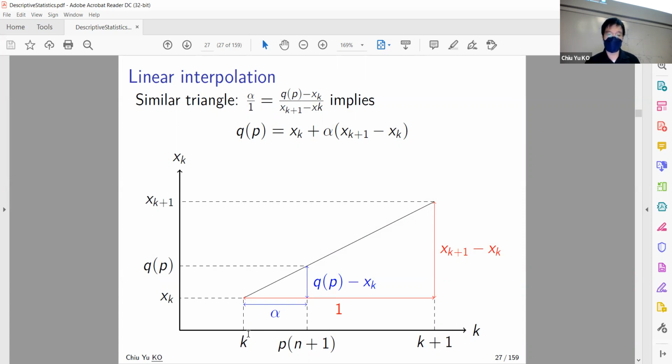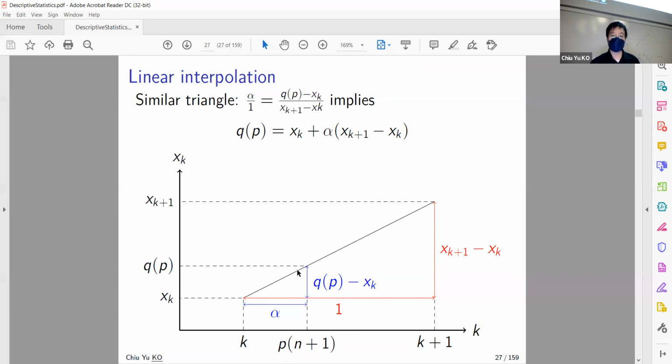It ends up somewhere in the middle. It's not an integer; k and k plus 1 are integers. It's here, and you want to calculate what this number is. This is Q1, and this is xk, this is xk plus 1, the data. You want to draw a line here, a straight line, and you want linear interpolation. Linear means you just draw a line there, instead of a curve, and you try to figure out what this number is.